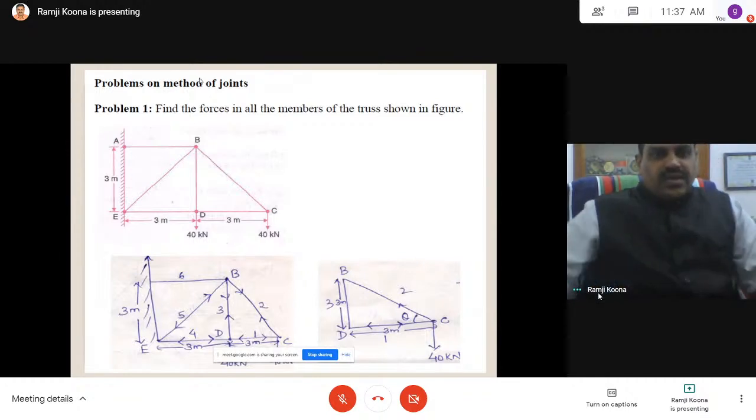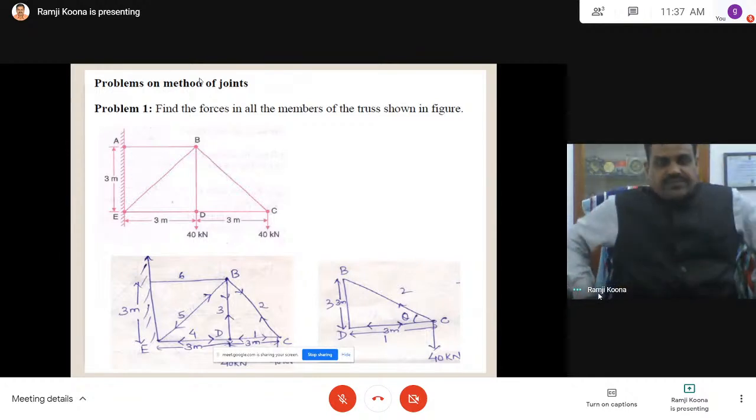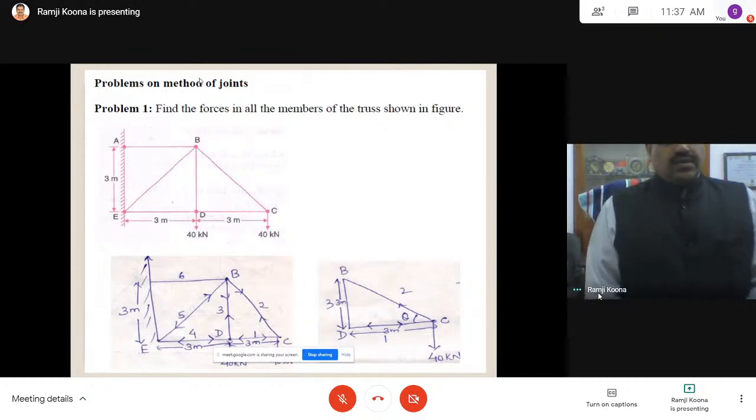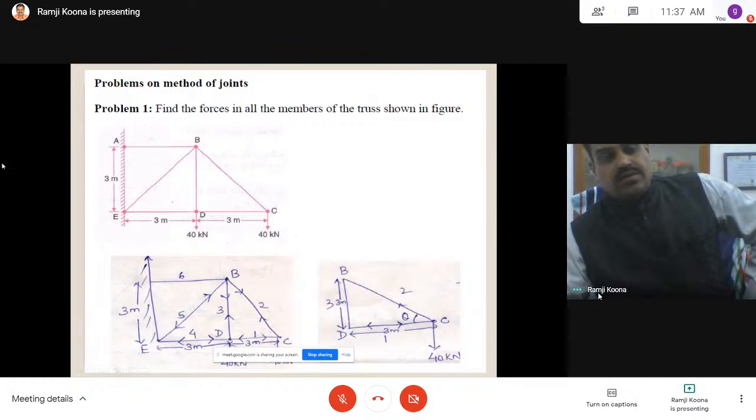Here, a truss consists of... let us see first how many joints and members there are. This is also considered one member because it is a pin joint, I am assuming. One member, 2, 3, 4, 5, 6, 7. The number of joints is 1, 2, 3, 4, 5.